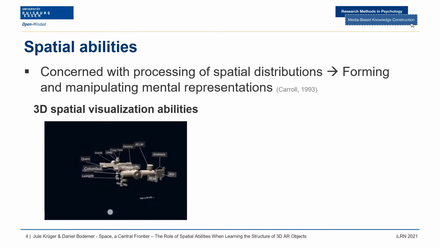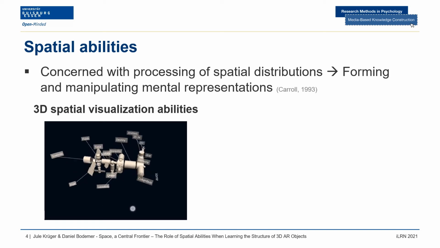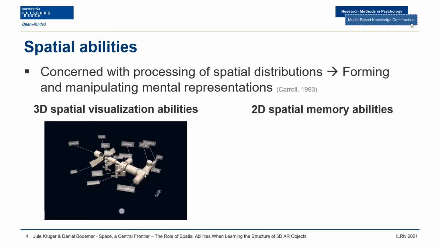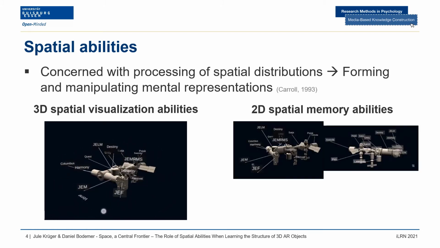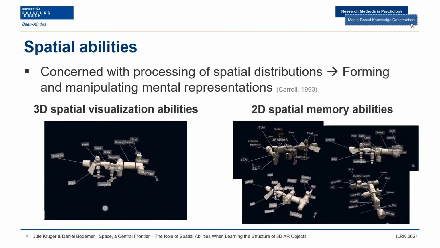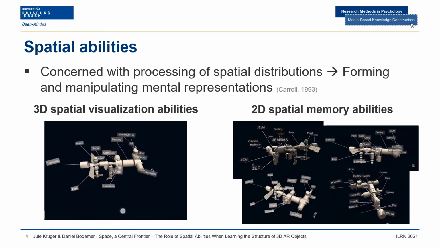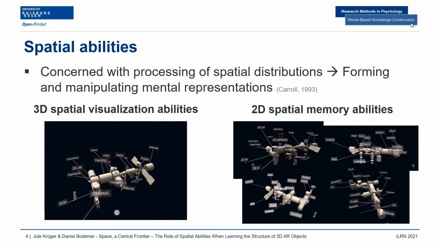To memorize a complete 3D mental representation, 3D spatial visualization abilities are very important. On the other hand, some research suggests that 3D objects may be memorized as static 2D images of the object from different perspectives, so that 2D spatial memory abilities may also be important for remembering the spatial structure of an object.